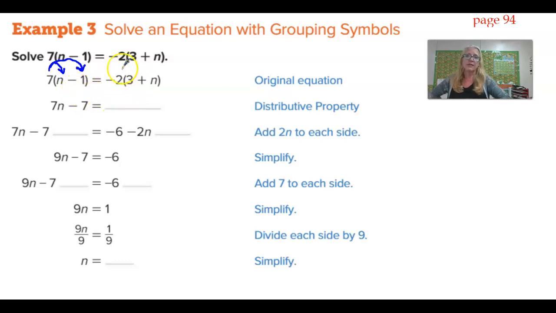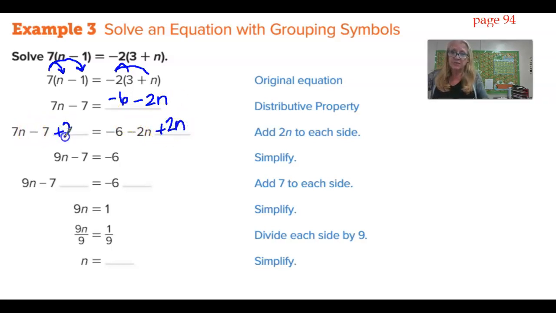Over here, we have a -2. This would be -2 times 3, which is -6. Oh, my handwriting. And then we would go -2 times n gives us -2n. Okay? Now in this next step, we're trying to get all of our variables on one side. -2n is smaller than 7n, so that's the one I'm going to target for elimination. And the way you get rid of a -2n is you add 2n to both sides. So add 2n to both sides.